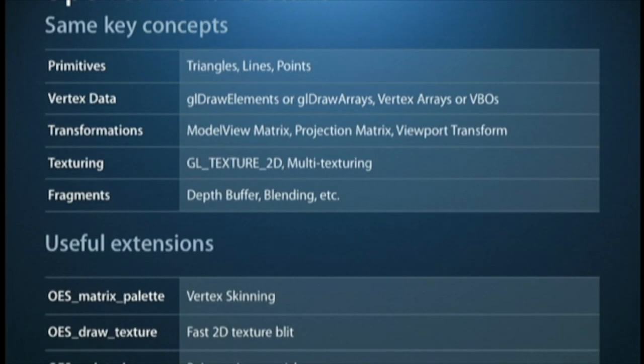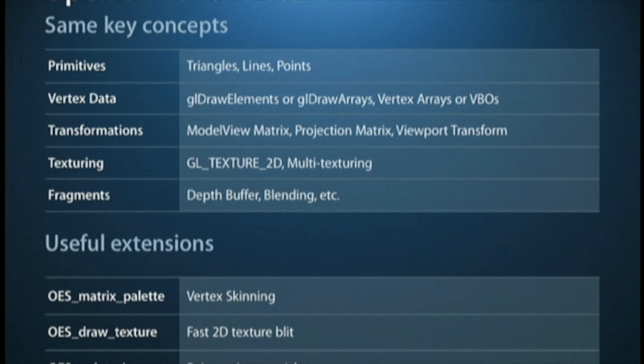Now, in spite of these design differences, the fact is that OpenGL ES and OpenGL on the desktop share the same key concepts and most of the same API. There's still per-vertex operations and primitive assembly. There's still transformations, pixel operations, rasterization, per-fragment operations, and whole frame buffer operations.